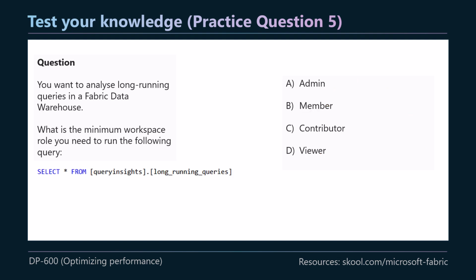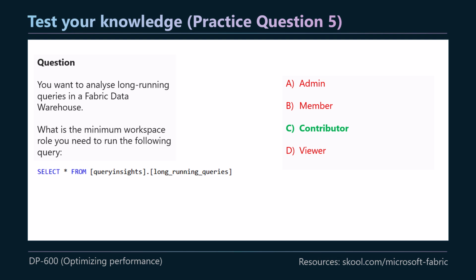Question 5. You want to analyze long-running queries in a Fabric data warehouse. What's the minimum workspace role you need to run the following query? Select star from queryinsights.long_running_queries. Is it A, admin, B, member, C, contributor, or D, viewer? So the answer here is C, contributor.